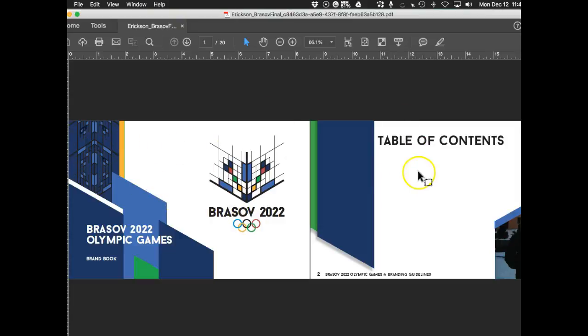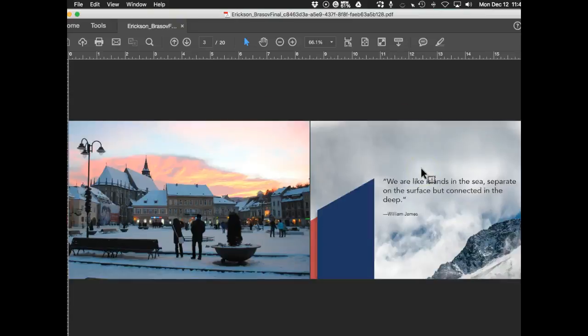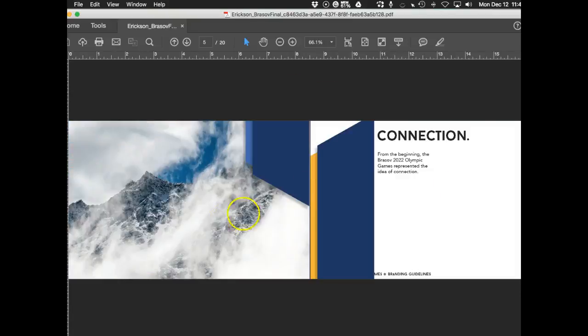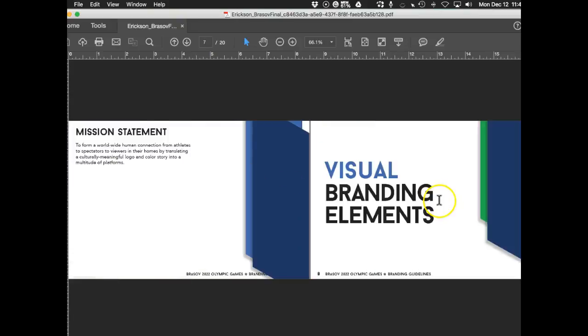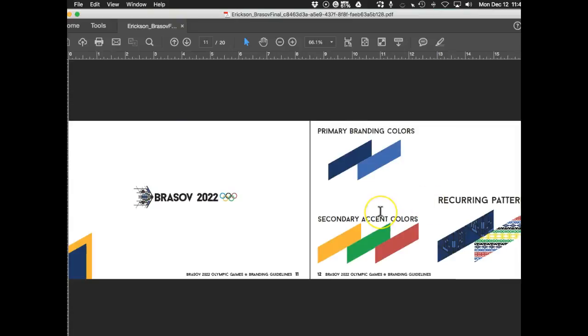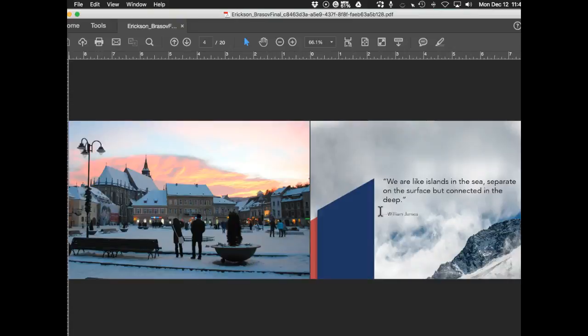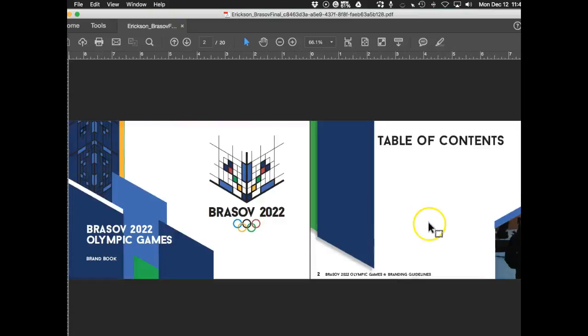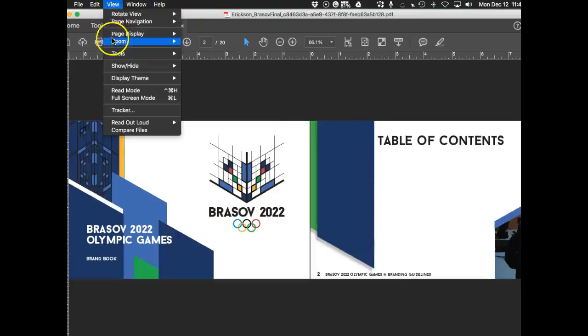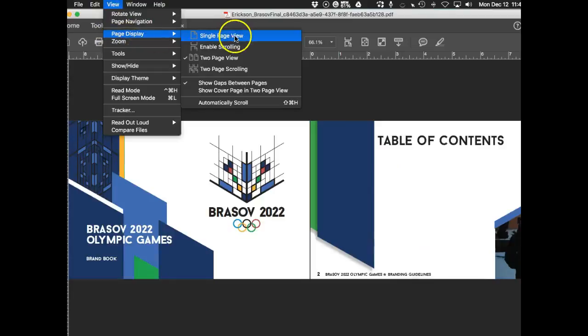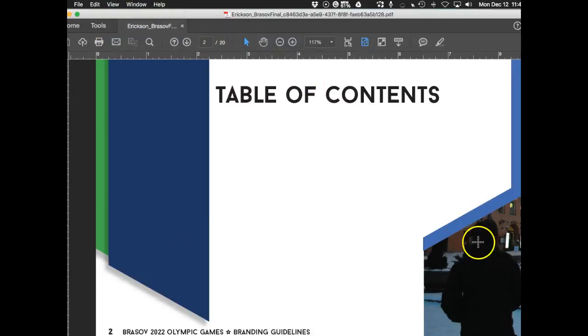So you have your cover grouped with your table of contents, and I think your table of contents is supposed to be grouped with that image there. This is probably supposed to be on the left-hand side, and this is probably the right-hand side of that spread. So as you can see, your spreads are not doing what they're supposed to be doing. So I think that's clearly an issue. Let's go back to single page view. Okay, and I want to talk about the table of contents.